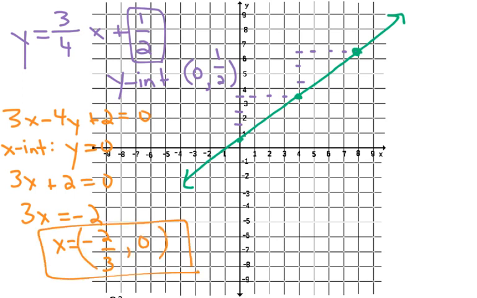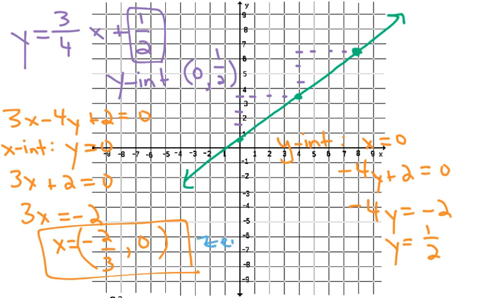I could have done the same thing to find the y-intercept even if I hadn't put it in slope-intercept form. If I had wanted to find the y-intercept from the original equation, I would have replaced the x with a 0. If you replace x with 0, 3 times 0 is 0, you're left with -4y plus 2 equals 0. So -4y is equal to -2, y is equal to 1/2, and that's where I would have found the y-intercept from.